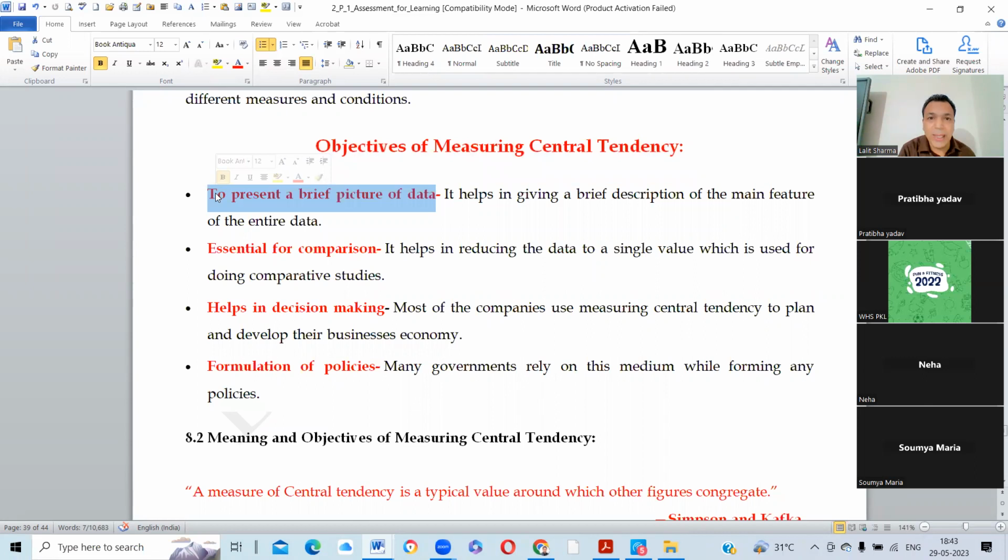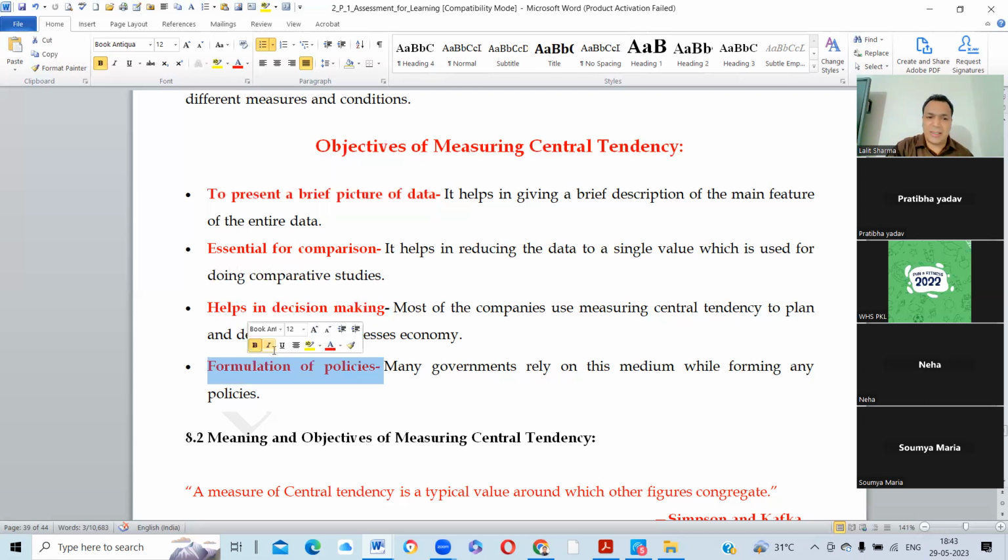What is average? So guys, if you are taking the average, आप average निकाल रही हो, तो naturally it will give a brief picture of the data. You have a lot of data, but you are putting up the average. So naturally, the first objective or importance is to present a brief picture of data. It is essential for comparison. It helps in decision making and formulation of policies.